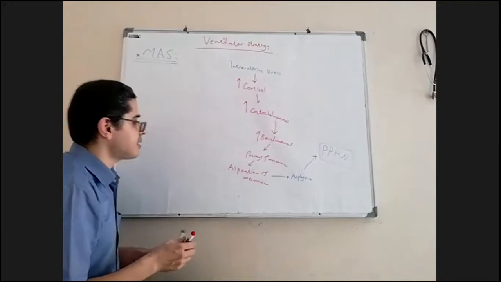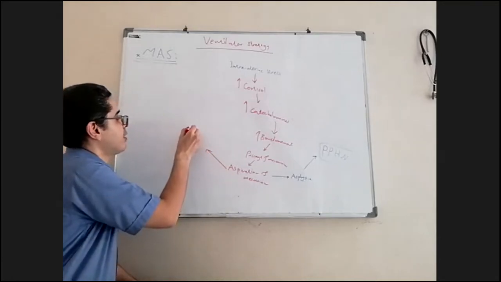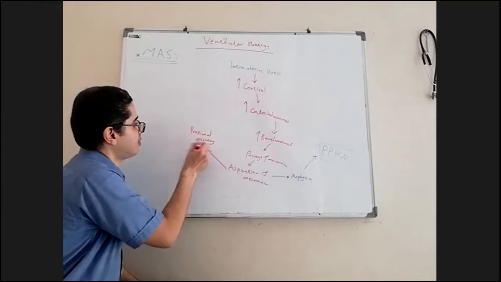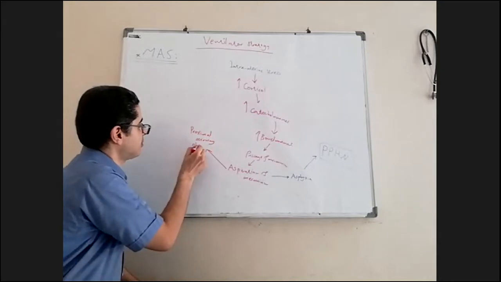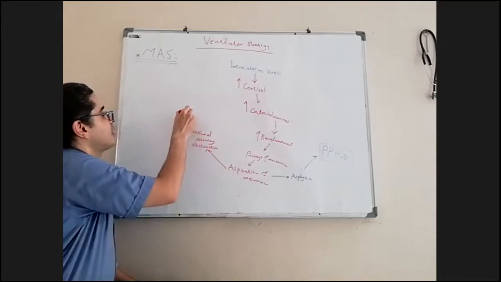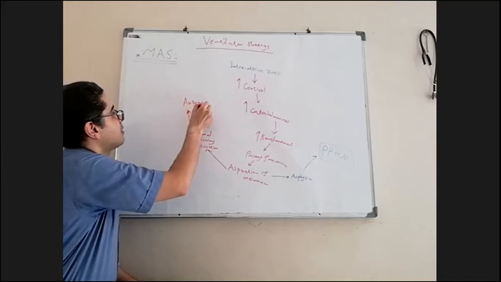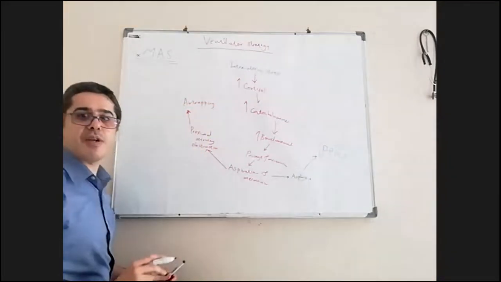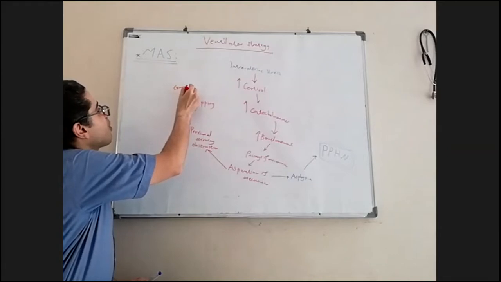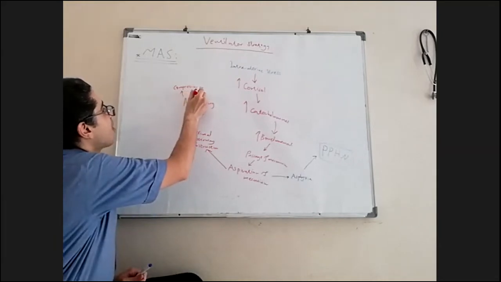So let's take what else will happen with this aspiration if we have proximal airway obstruction. It will be like an obstructive disease. There will be air trapping. When we have air trapping, we have compression on the pulmonary capillaries.